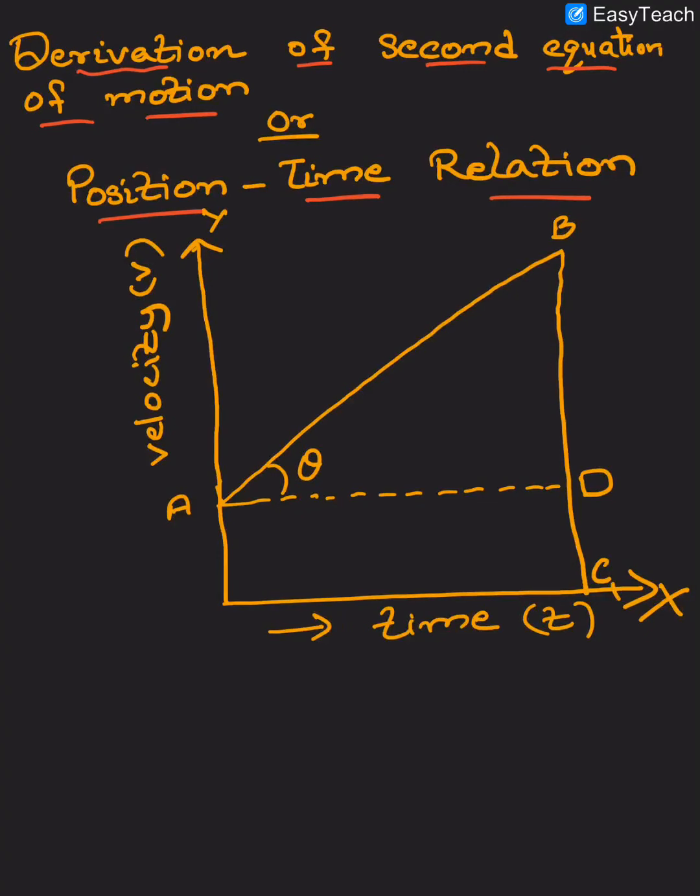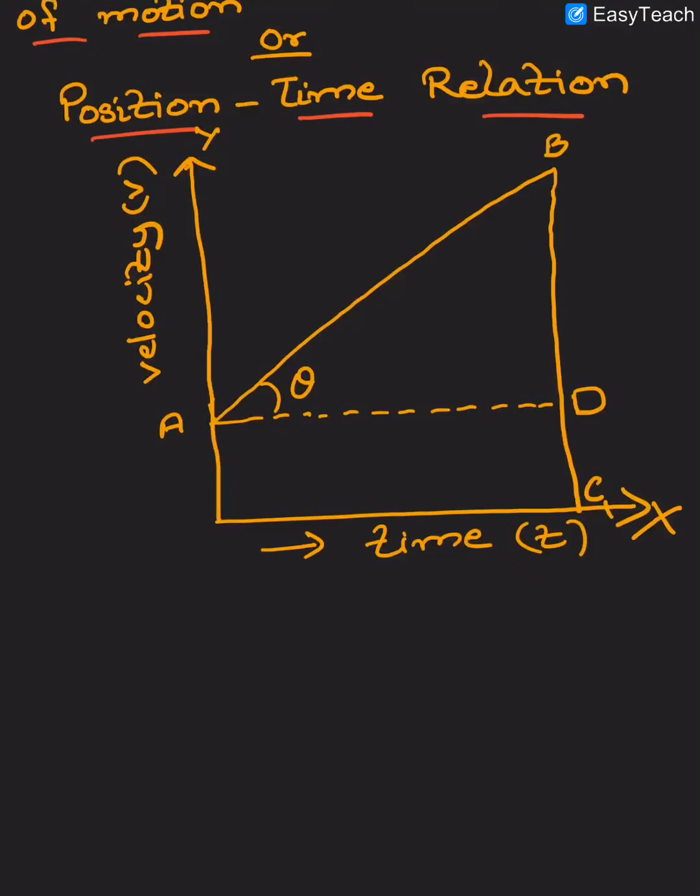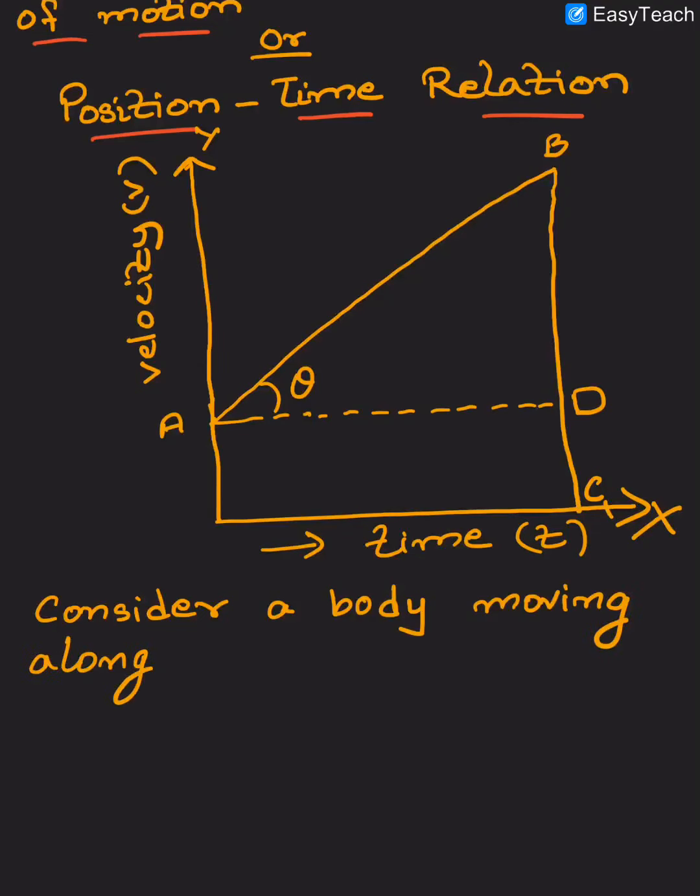Now here again you will write down the explanation. What is the explanation? Suppose or consider a body moving along a straight line with uniform acceleration a. Explanation is important, it carries marks.